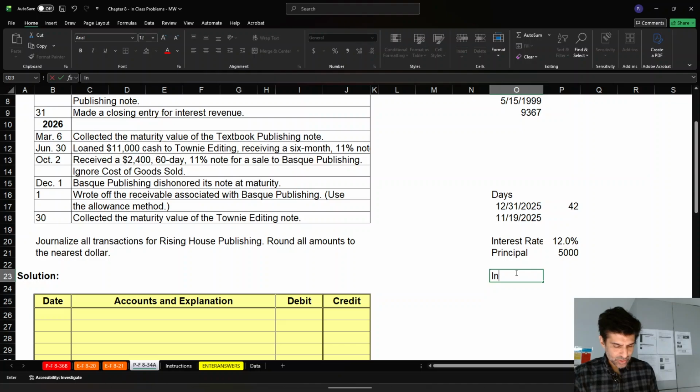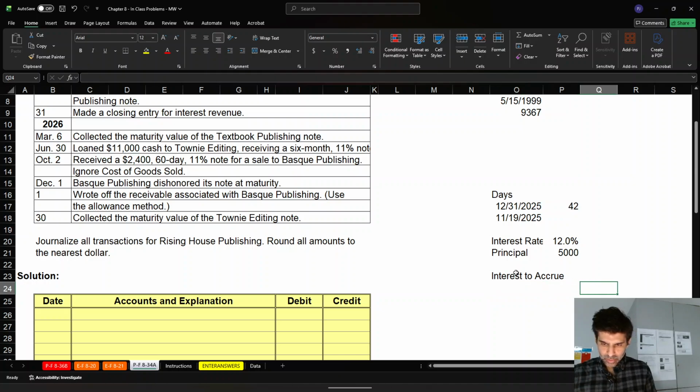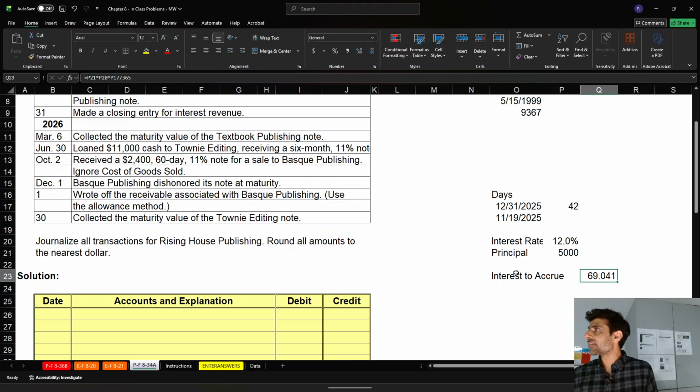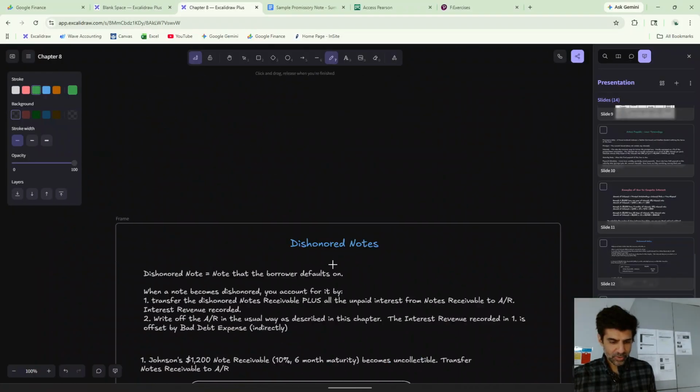Okay, so if I want to figure out how much interest to accrue, I will just do principal balance times the rate, which is a yearly rate, times the number of days divided by 365. So 42 divided by 365 is the fraction of the year that I'm calculating interest for. So $69.04.